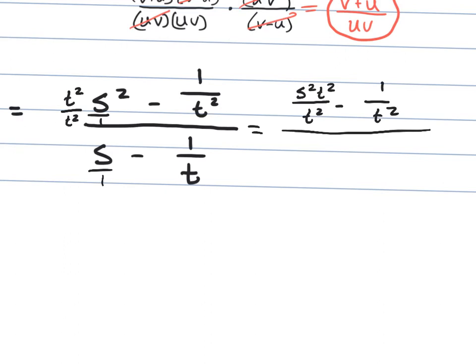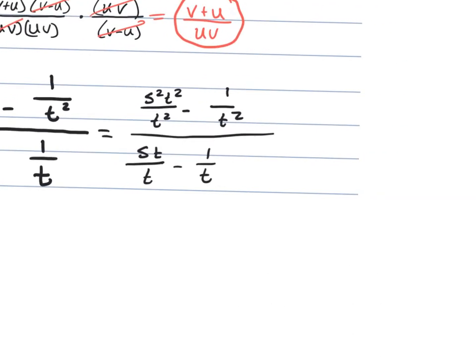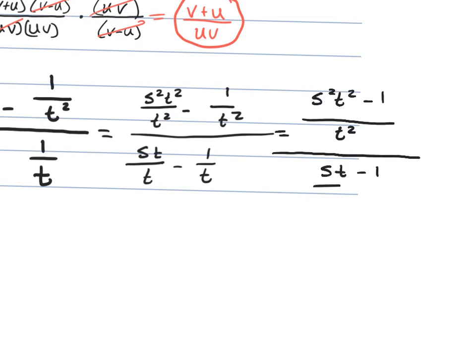In the bottom, what do we do about a common denominator? Multiply by t. And we get st over t minus 1 over t. All right, combine those together, and we get s squared t squared minus 1 over t squared. Hold on one second. St minus 1 over t.